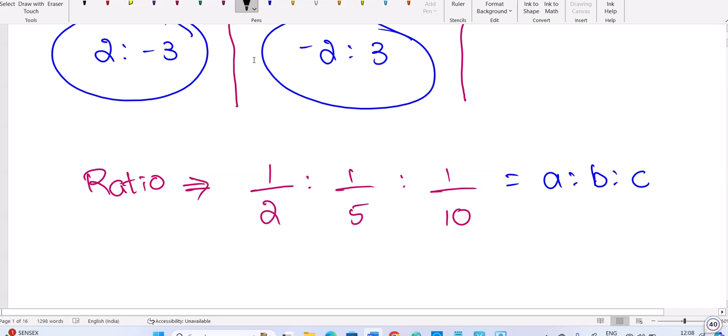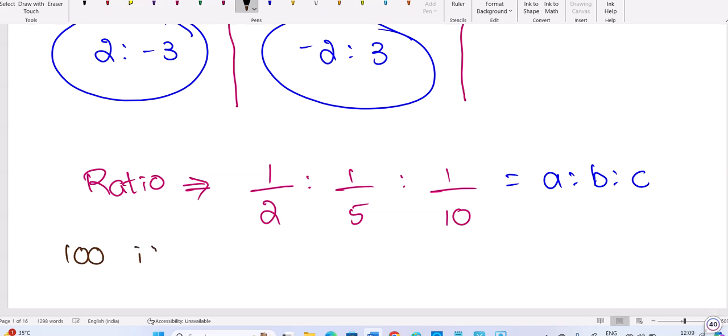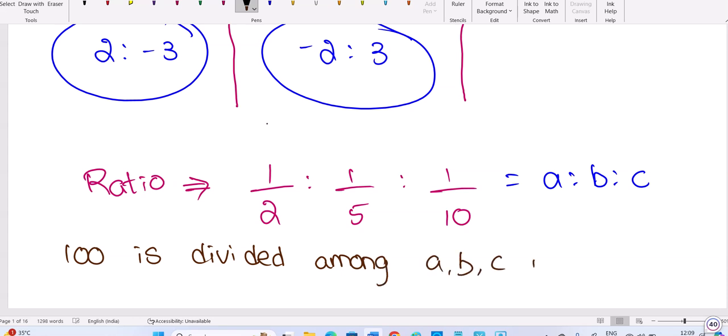I am just trying to justify why you have to maintain positive integers. Even if they give a fraction in the question, you are supposed to convert it into an integer. I am just telling you the reason. I want 100 rupees, or else I will give the question fully: 100 is divided among A, B, C in 1 upon 2, 1 upon 5, 1 upon 10.